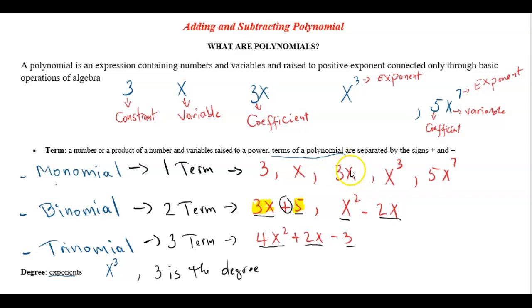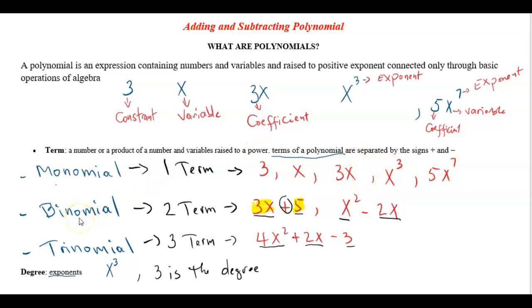is one term and the x has nothing, so the highest exponent here is 1. So the degree of this monomial here is 1. The degree of this monomial is 3. The degree of this monomial is 7. So that's for the monomials.